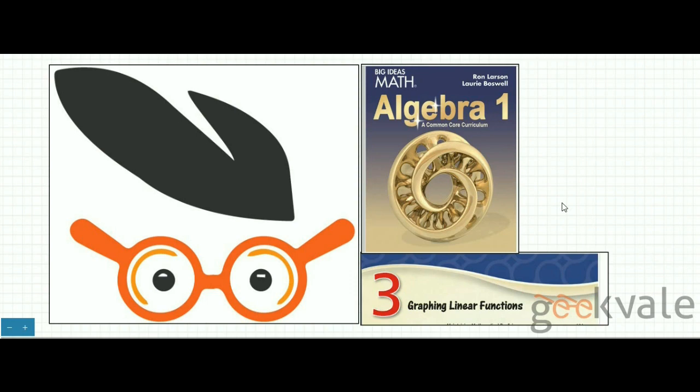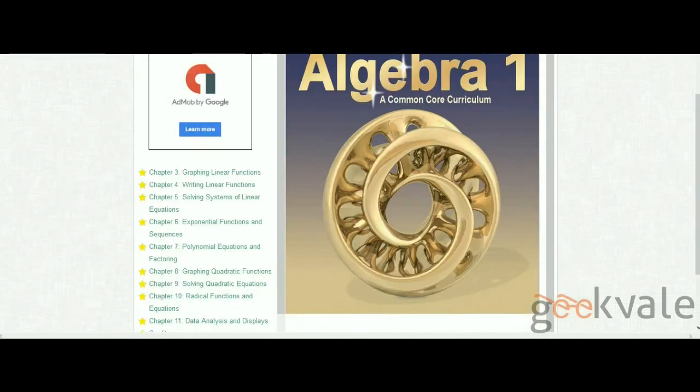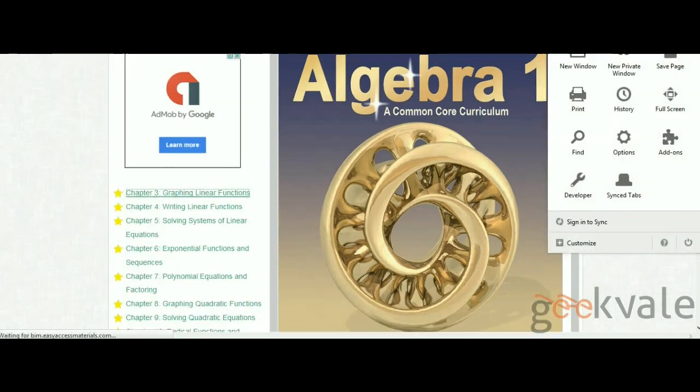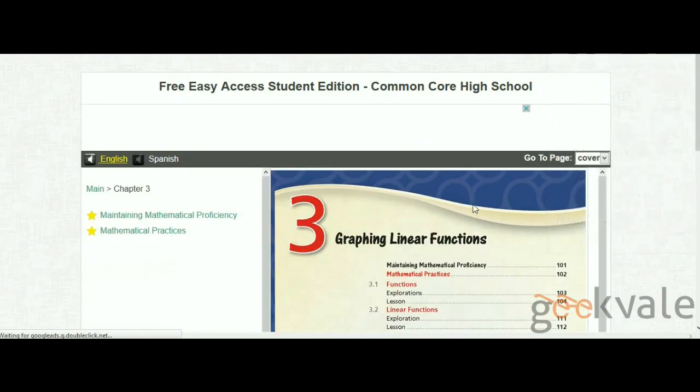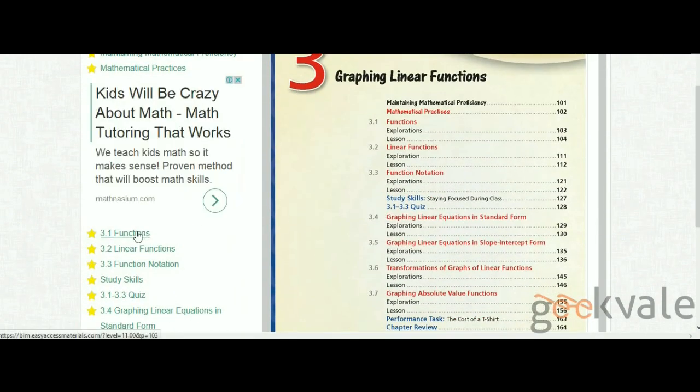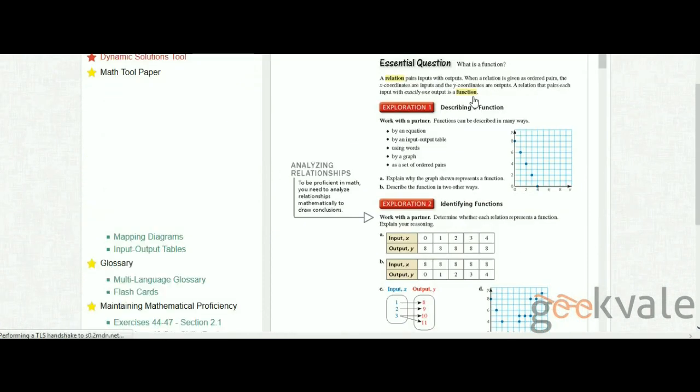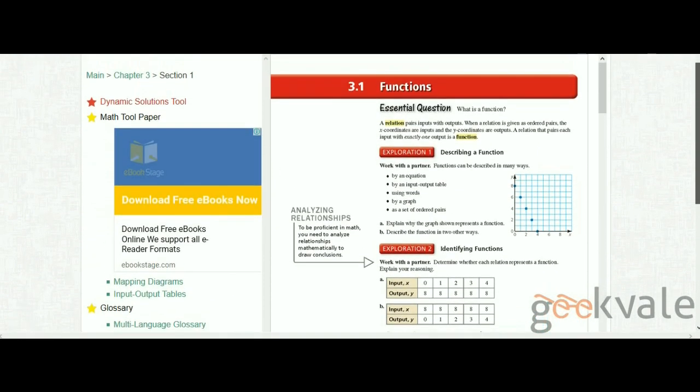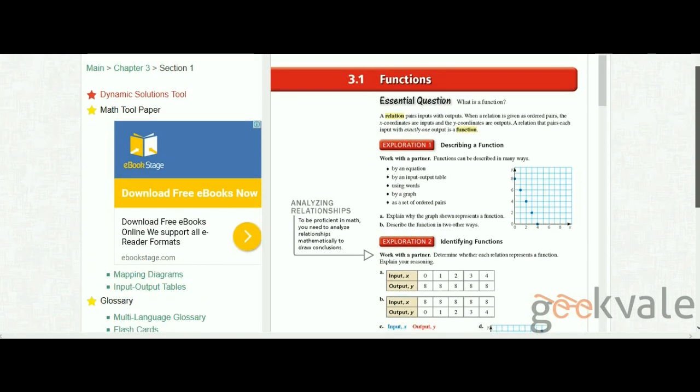We're going to talk about graphing linear functions, and we're going to be using the book called Big Ideas Mathematics Algebra 1 Common Core. Okay, so we're going to define functions as in Big Ideas Mathematics Algebra 1 Common Core. So let's look into the first exercise of chapter 3, graphing linear functions. Okay, 3.1 is about functions. Let's load that. Have a look. Functions, essential question, etc.